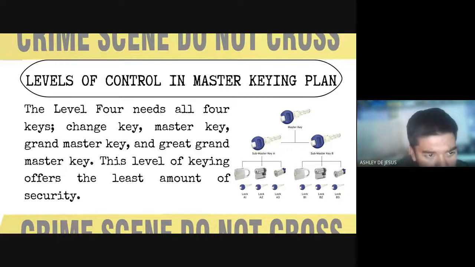The level 4 needs all four keys: change key, master key, grandmaster key, and a great grandmaster key.